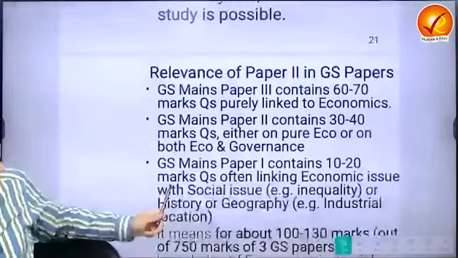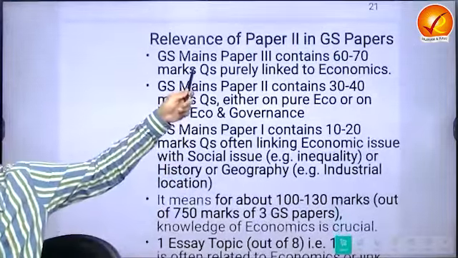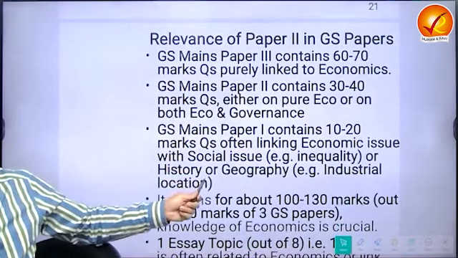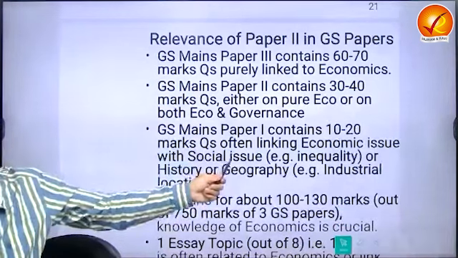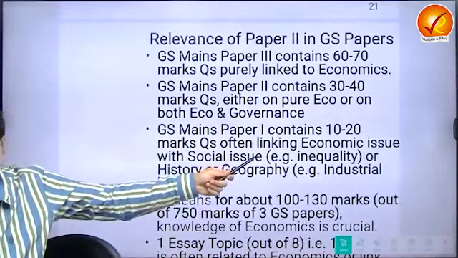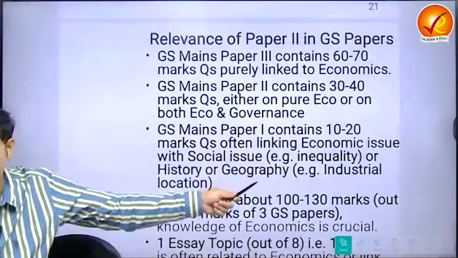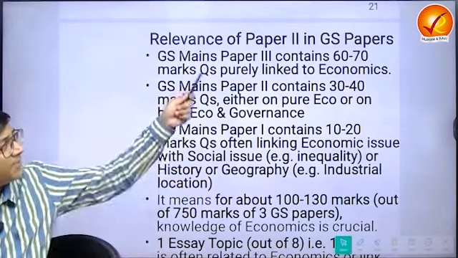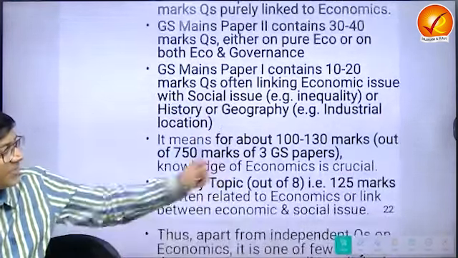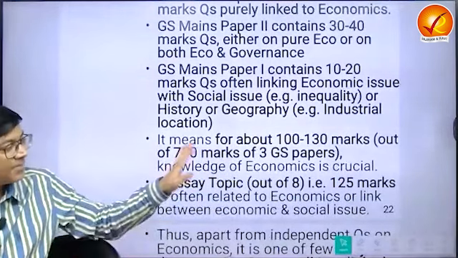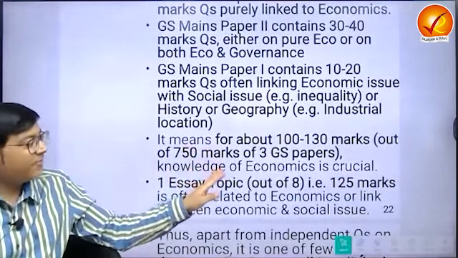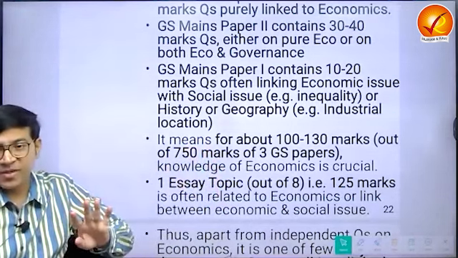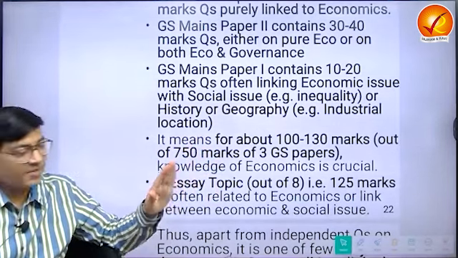Okay, sorry, this is what we had done. So paper 3 is mostly economic, paper 2 also some. Paper 1 also, as I told you, has questions coming from economic history. Some part of social issues is also linked to economics, like inequality. Some parts of geography, like industrial location policies, can also be linked. But paper 1, I would say, is not that important; paper 3 and paper 2 are. Overall, we have seen around 100 to 130 marks on an average out of the total 750 marks in the 3 GS papers where you need knowledge of economics. And clearly if you have economics as optional, then you'll be getting more help.